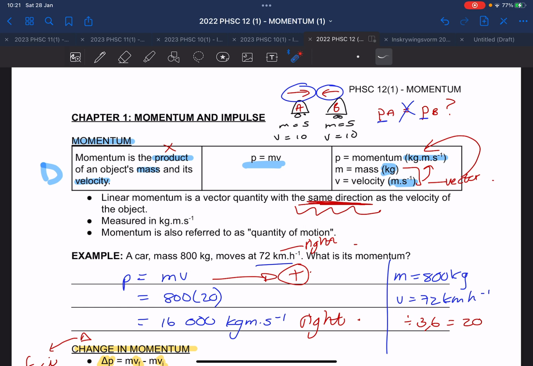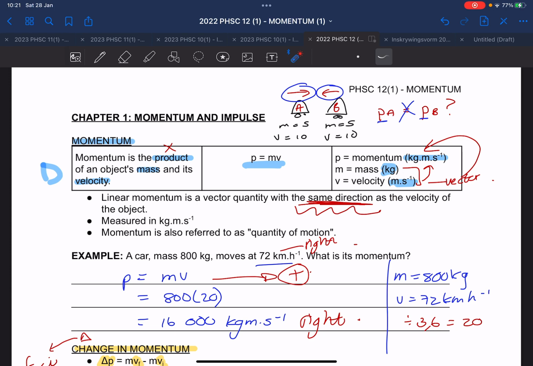Now, because velocity is a vector, it has size and direction. So because velocity is a vector, momentum will also be a vector. Okay, so momentum also has direction, and that is one place where they will try to catch you in an exam. You need to remember to choose a positive direction, and that direction will be the same direction as the velocity of the object.